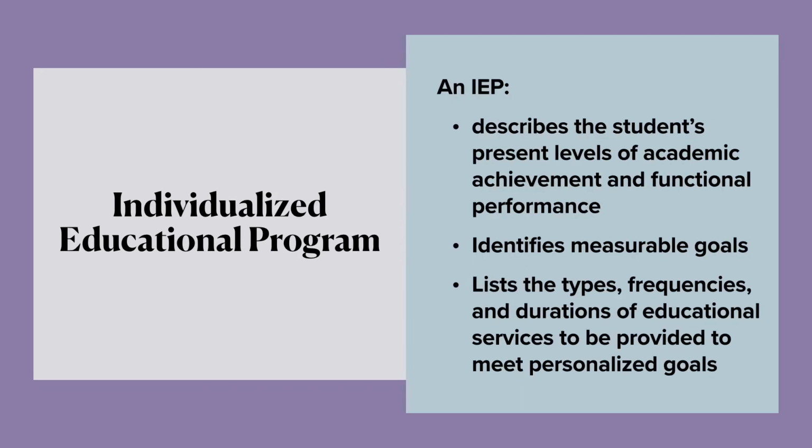So what does an IEP include? An IEP will describe the student's present level of academic achievement as well as functional performance. So importante that there are measurable goals. There are the different types of activities or services, the frequency and duration of the services that is expected to be accomplished so that you can meet the stated goals.